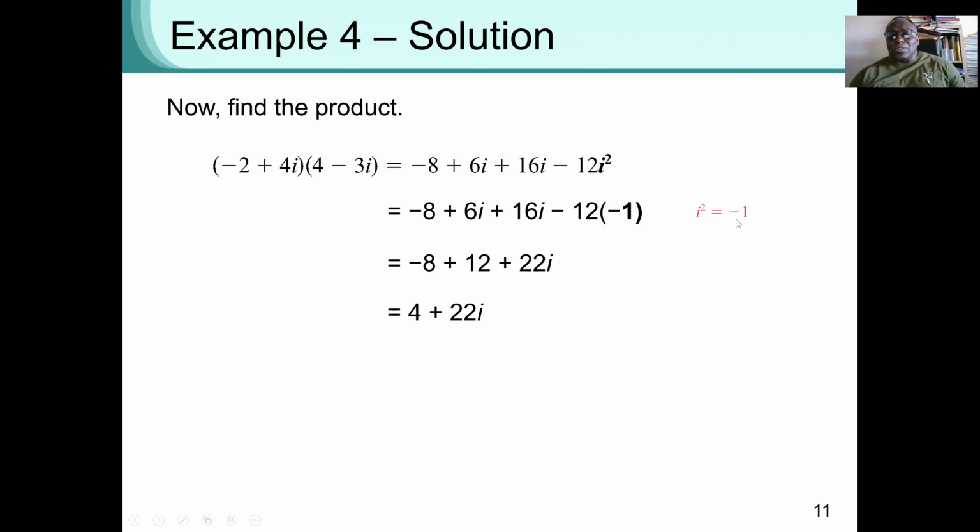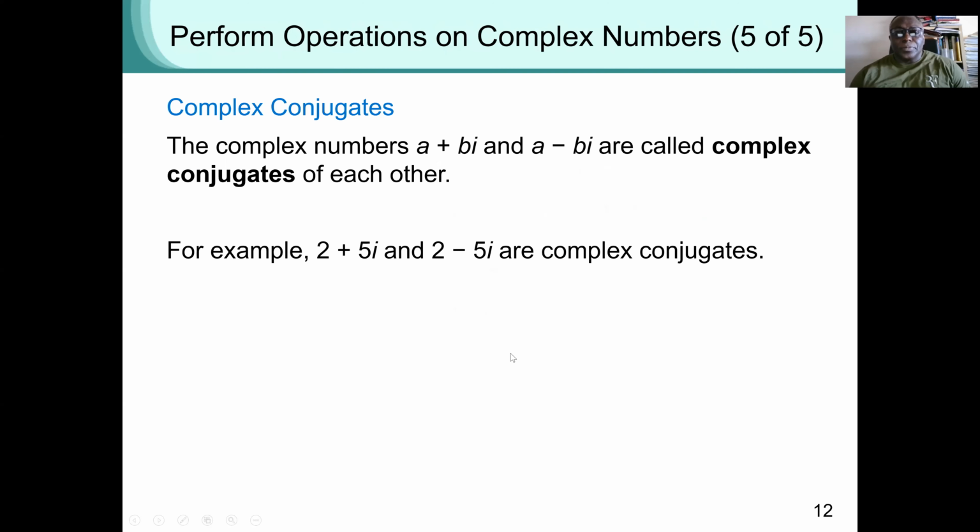i squared is the same as negative 1. So negative 1 times negative 12 will give me positive 12. Combine the like terms here, negative 8 plus 12 will give me 4 plus 22i. And that will be our final solution.